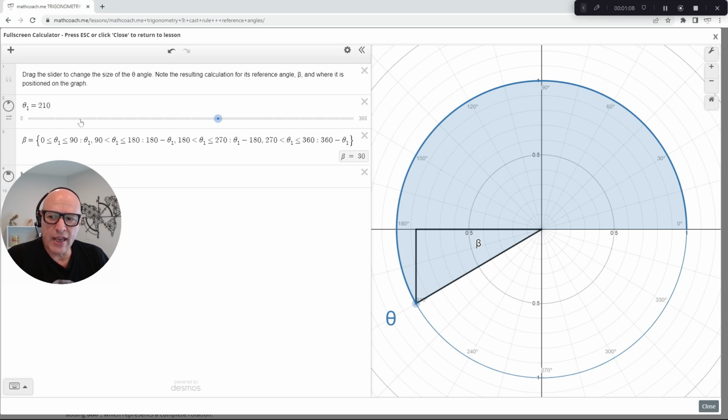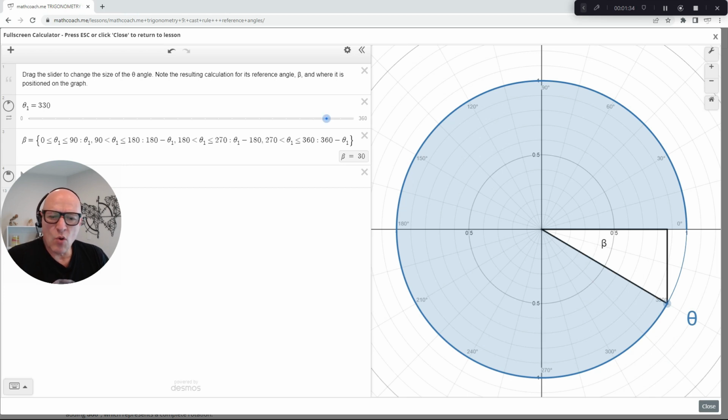Okay, so now theta is at 210 degrees, and that's this part of the piecewise function between 180 and 270 degrees. And our beta angle, our reference angle in that case, is equal to theta minus 180. 210 minus 180 is 30 degrees. Now let's go on to the final quadrant.